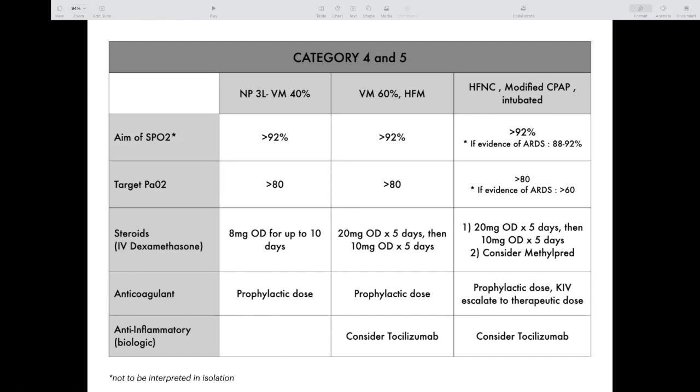For steroid usage, as I said just now, it is 8 mg for nasal prong until ventimas, 20 mg OD for ventimas 60 and above. For anticoagulation, generally we start with prophylactic dose, and we should consider escalating to the therapeutic dose, especially for patients who need high oxygen requirement, which includes high flow nasal cannula and modified CPAP. And we should consider tocilizumab earlier when the patient is on ventimas 60% and has good prognosis and is in hyperinflammatory phase.